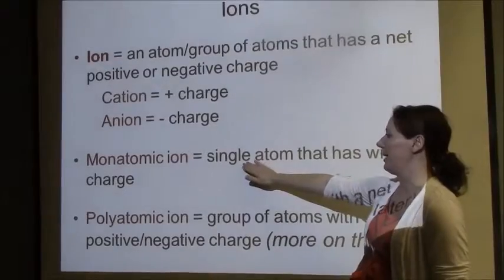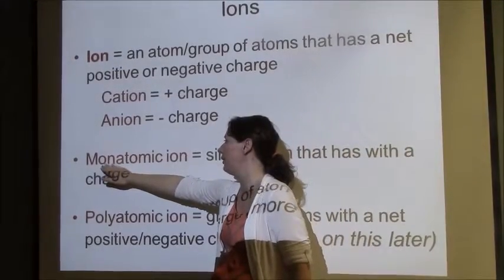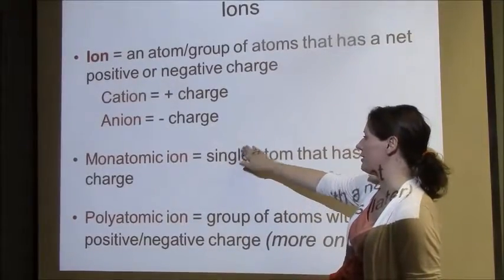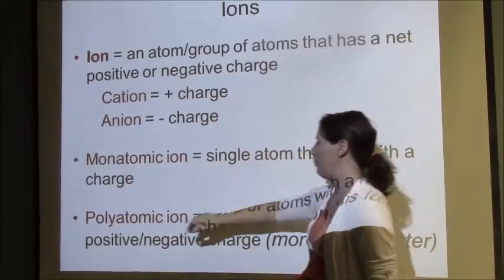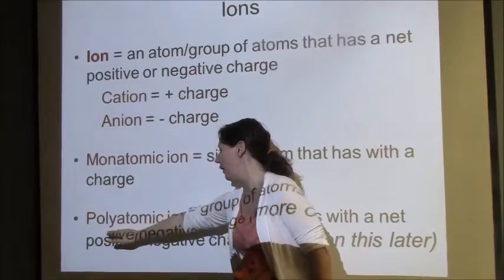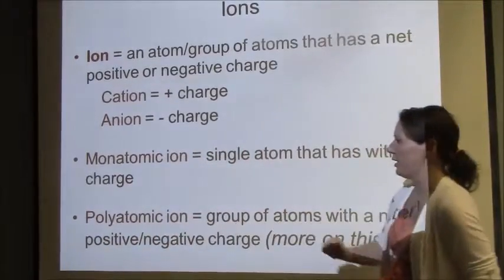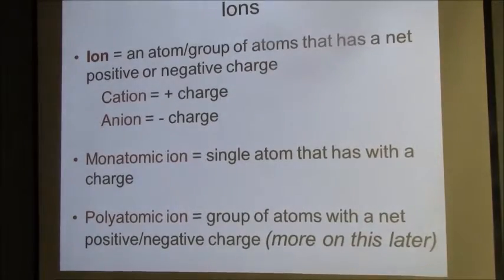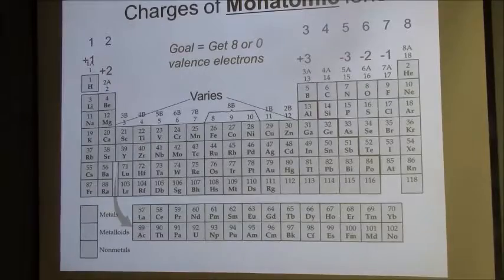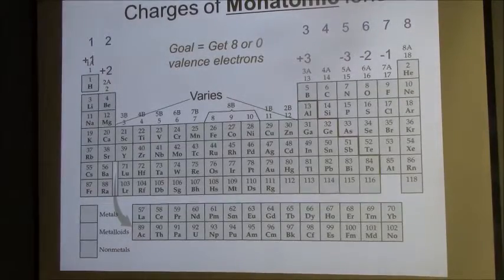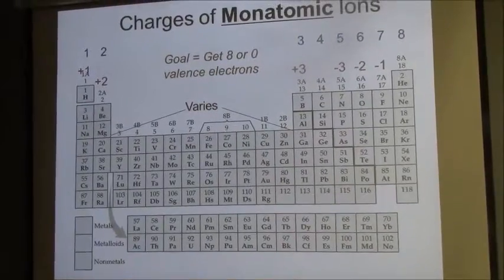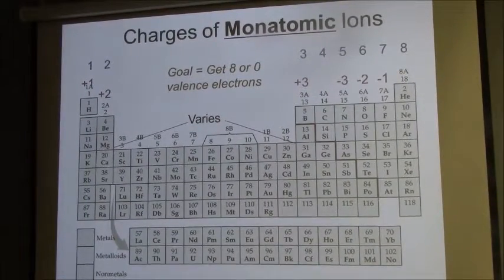Now for a monatomic ion, just think of the prefix mon, like one atom. Right? So a monatomic ion is a single atom that has a charge. Poly meaning many, a polyatomic ion is a group of atoms that has a charge. So let's look at monatomic ions first because they are simpler. Monatomic ions result from a single atom that has gained or lost electrons.